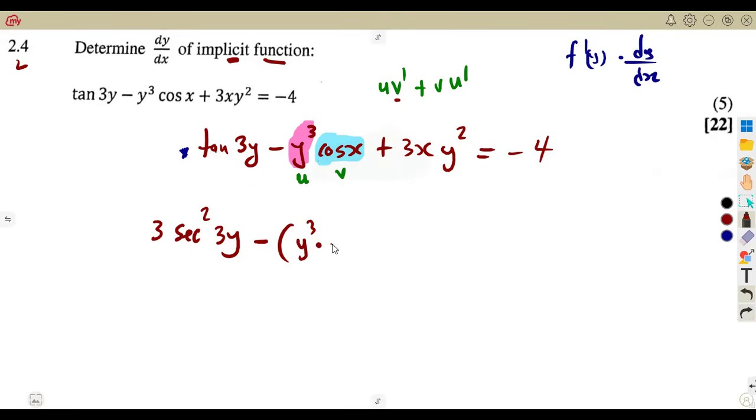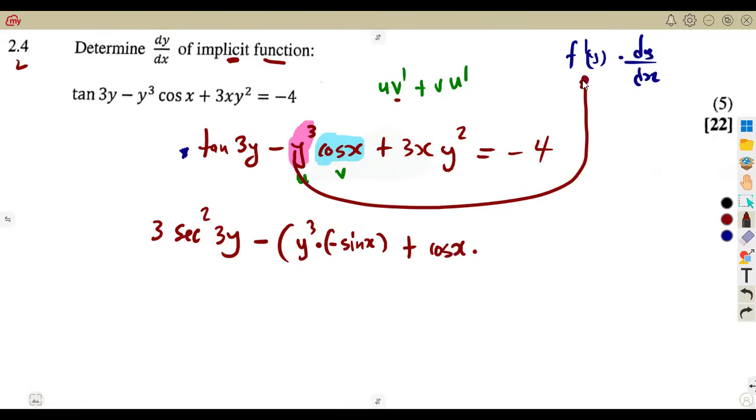So if you differentiate a cos, that's a minus sine x, plus v, meaning our v as it is, which is the cos of x, times now the derivative of u. And if you consider your u as the term consisting of y, that is the part of y there, you're supposed to find its derivative. Then you multiply by dy dx.